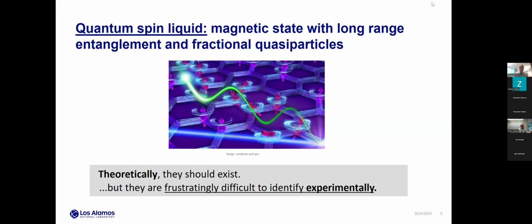So I'm going to assume some background knowledge in this talk, that most of you have heard of what a quantum spin liquid is and are familiar with some of the work that's gone into it. There are many different definitions of what a quantum spin liquid is, but the one I'm going to be using for this talk is a magnetic state with long-range entanglement and fractional quasiparticles. Now, theoretically, they should exist. It's been shown that for certain models of spin interactions on certain lattices with certain Hamiltonians, you get a spin liquid ground state, but they've been frustratingly difficult to identify experimentally.